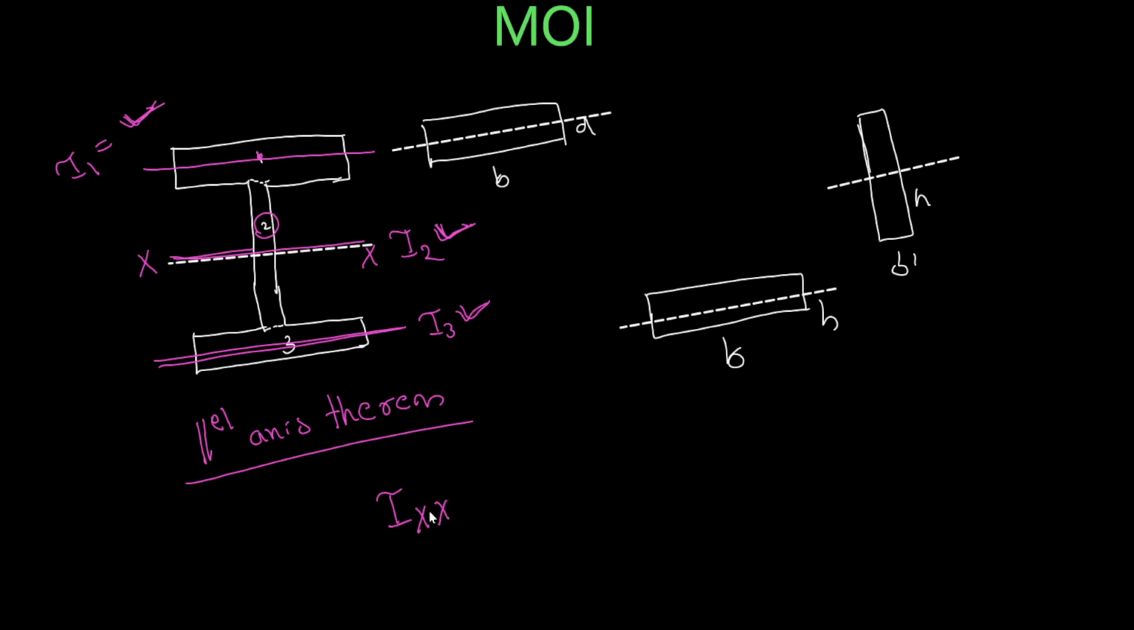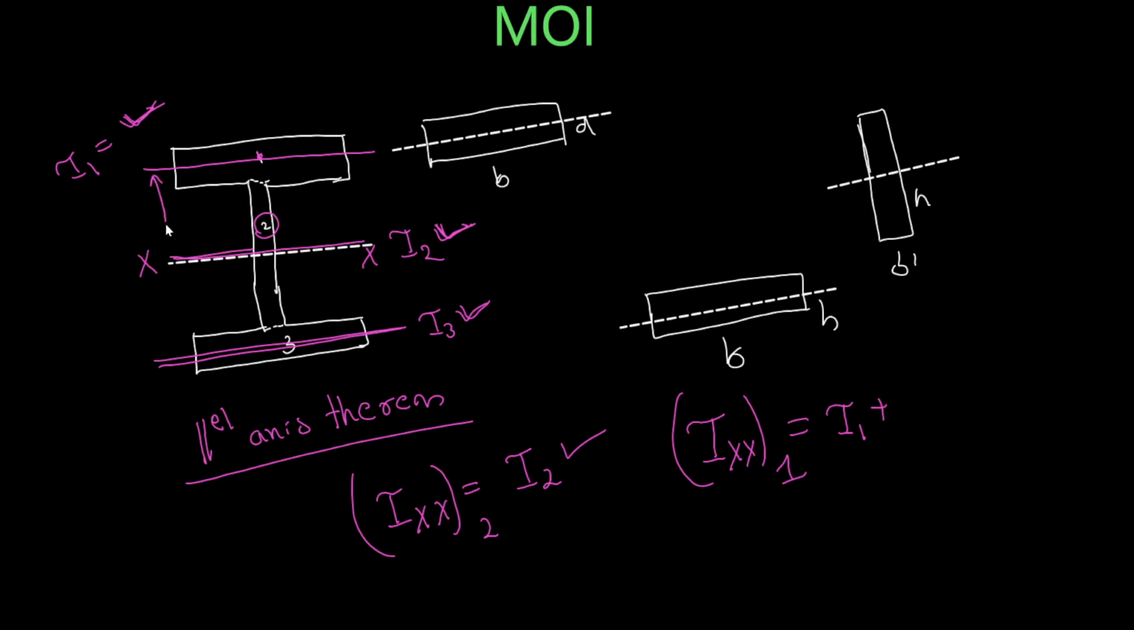Ixx of the total I section. For the total figure, what will you write? For the second, it is nothing but I2. For the first one, about the x-axis, you will write I1, then you will apply the distance, whatever distance it is, you have to calculate. Suppose this one is the depth D.